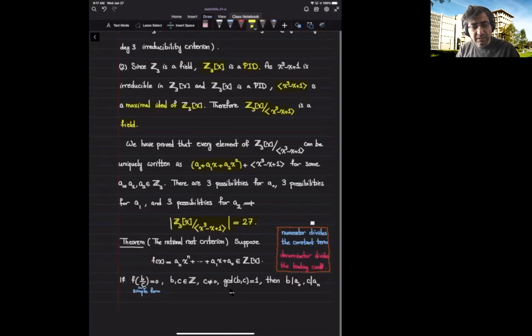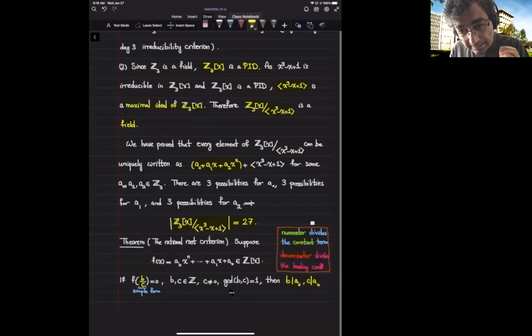So suppose B over C is a rational 0 of f, and B over C is in the simple form, which means C is of course non-zero and B and C are coprime. In that case, the numerator should divide the constant term and the denominator should divide the leading coefficient. So that's the rational root criterion. It says that if B over C is a 0 of an integer polynomial, then the numerator, which is B, should divide the constant term, and the denominator, which is C, should divide the leading coefficient.